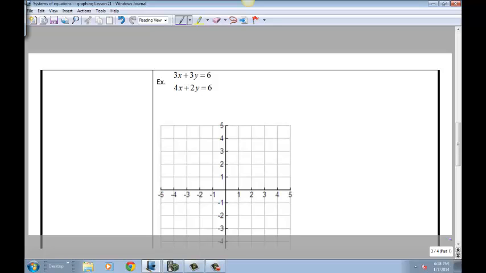Alrighty, last one. I think it's the last one anyway. In this case, same situation. I've got a system. I need to solve it. I've got to figure out what x and y are. It's not going to be quite as easy, unfortunately, because notice they're not in slope-intercept form. So I'm going to take a minute and solve these for y. And then I'll graph it.